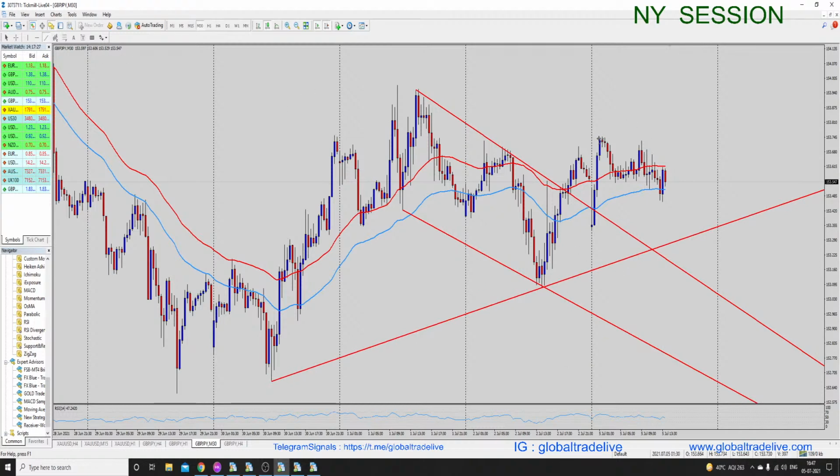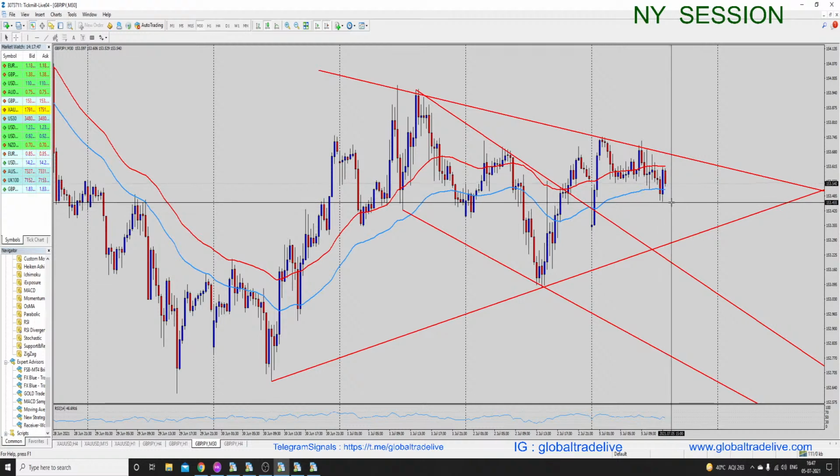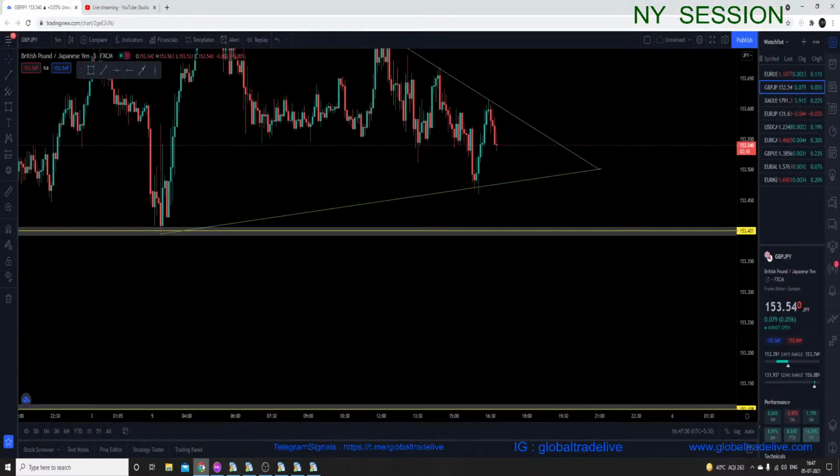Let's draw some more. Okay, so it's coming from the left. I think if this current candle breaks this low over here, then it can really go down. Yeah, I really think that.